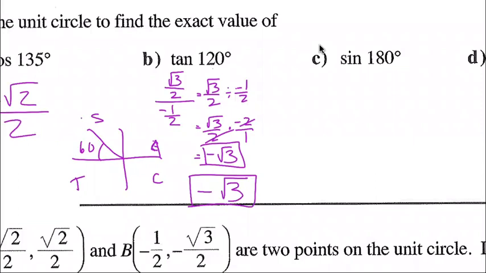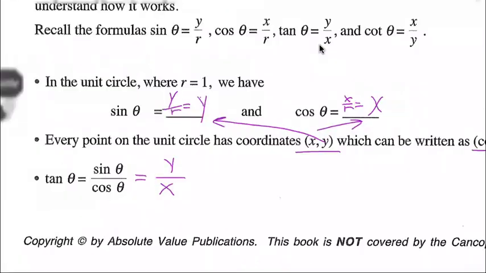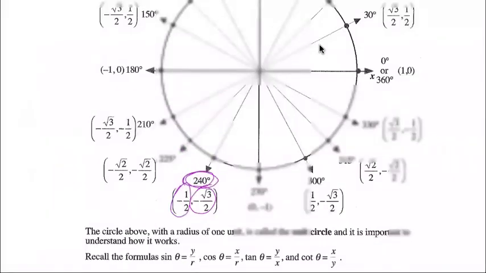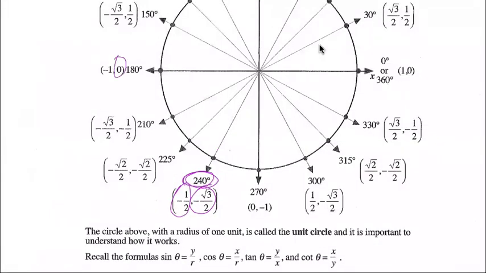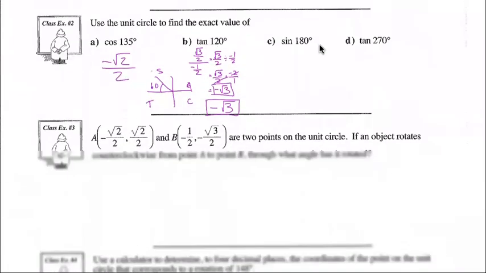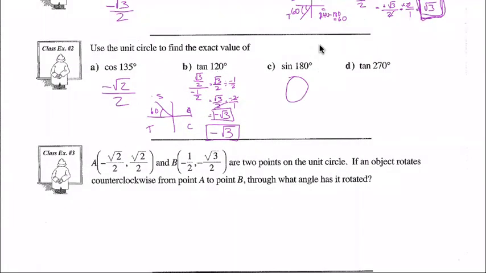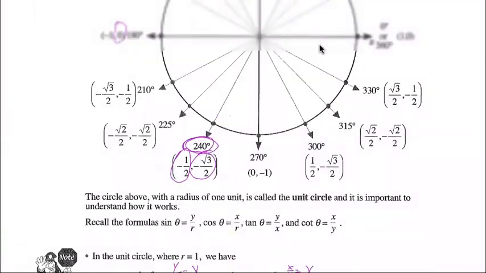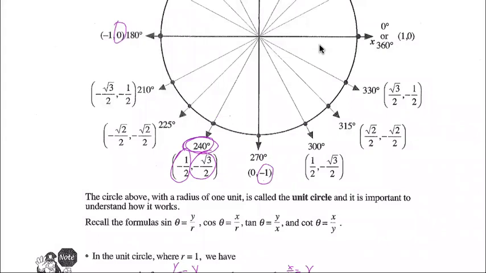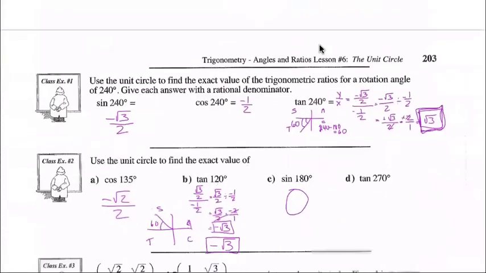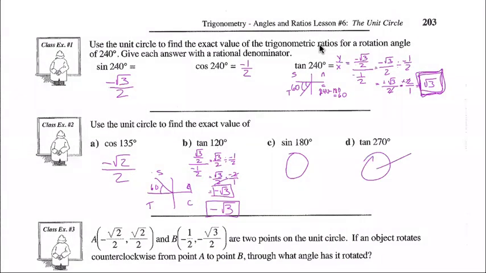Sine of 180 degrees. Sine is the y value of 180 degrees using my unit circle. 180 degrees, y value, 0. Tangent of 270. Tangent is y over x. 270 is negative 1 over 0. Well, you can't divide by 0, so this has to be undefined. Right.